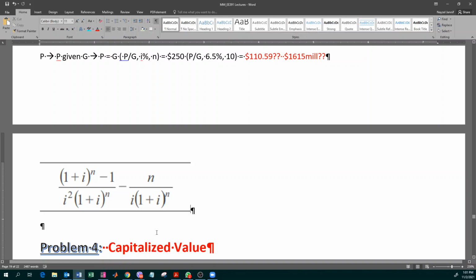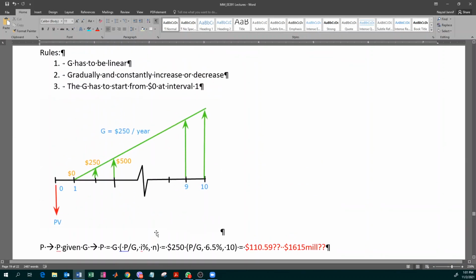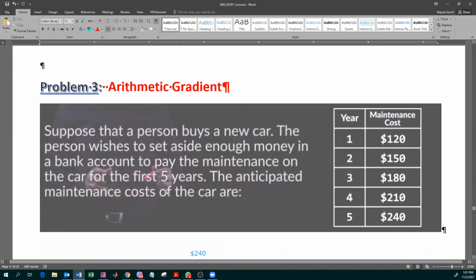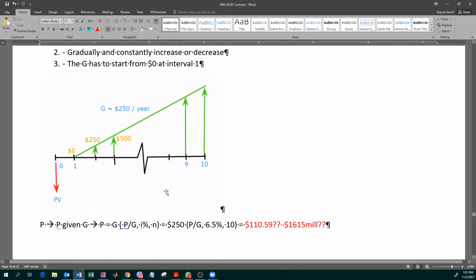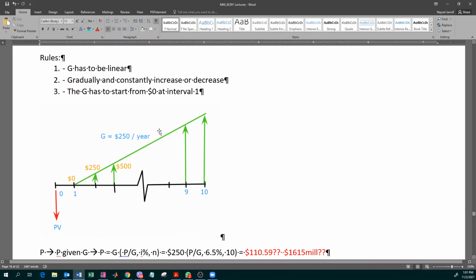All right. So welcome to our afternoon session. Let's start off straight away. You should see my Word document. What were we doing yesterday? We were looking at this problem, but before we got to the problem, I wanted to explain how to go about some of the rules. The rule is that firstly G has to be linear. It has to gradually or constantly increase or decrease, and G has to start from $0 at interval number 1. So interval 0 is going to be 0. From interval 1 it's going to be 0, and then it's going to start off.